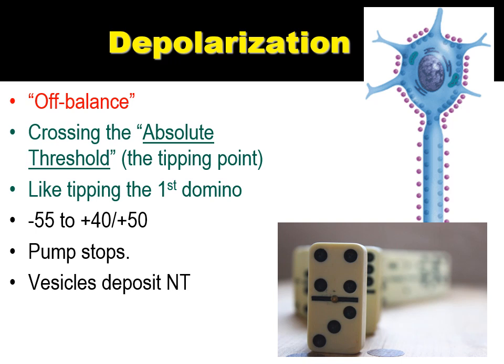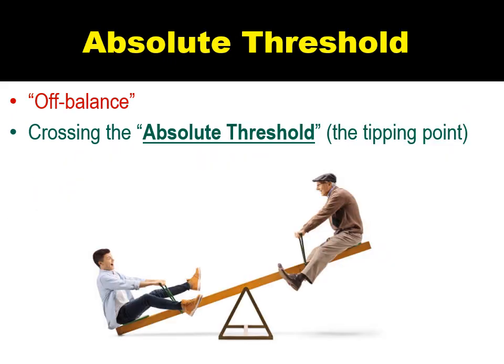So this is what we mean. It's off balance. You're going to cross the absolute threshold. The absolute threshold is the tipping point. It's like when you tip the first domino, you can't take it back. All the dominoes are going to go. And that's what happens once we cross the absolute threshold. So we go from -55 up to plus 40, plus 50. Different textbooks disagree. And the pump stops, and now we're going to be looking at our neurotransmitters.